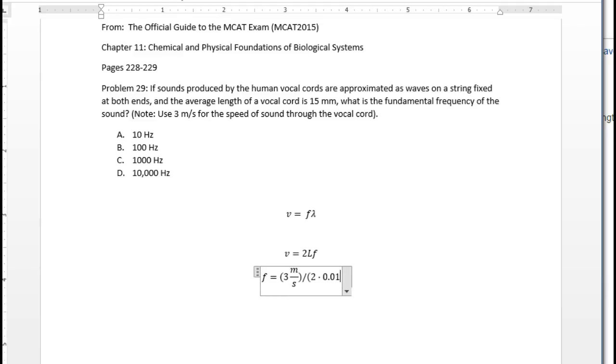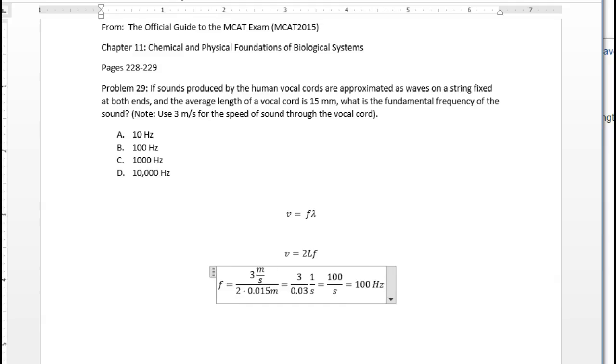Now 15 millimeters is 0.015 meters. We've got to get everything into the same units here. So in the top we have 3 meters per second. In the bottom we have 2 times 0.015. That becomes 3 divided by 0.03 seconds. The meters cancel out, and we end up with a per second. And so this clearly is 100 per second, and 100 per second is 100 hertz. And so the answer is B, 100 hertz.